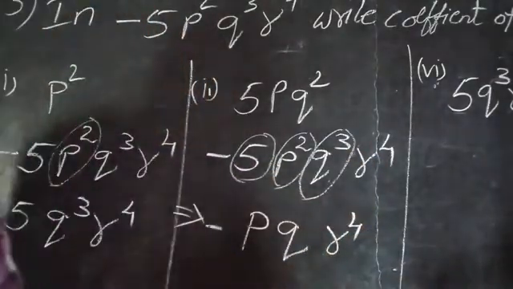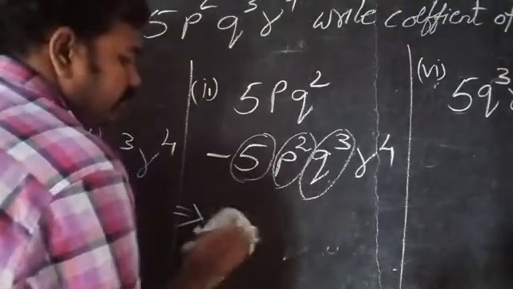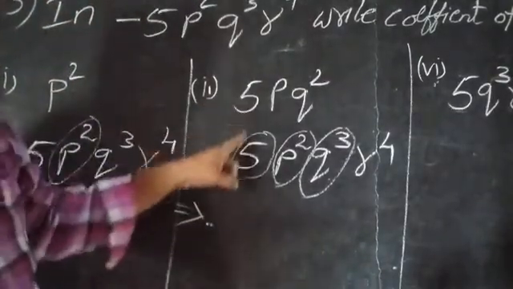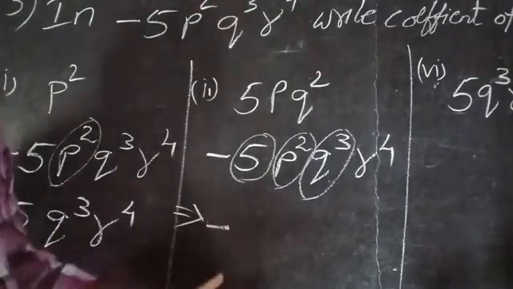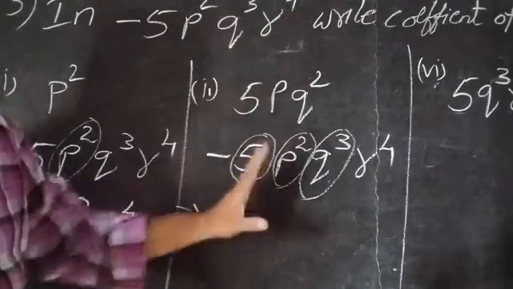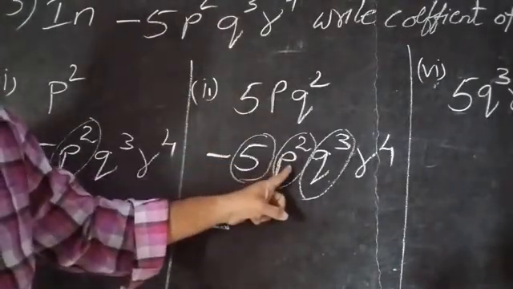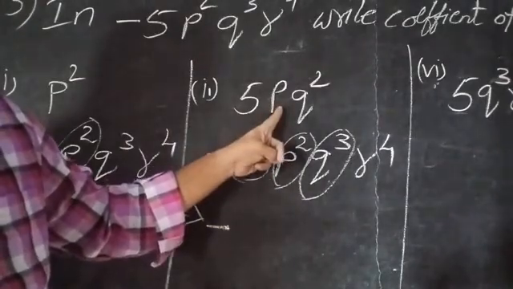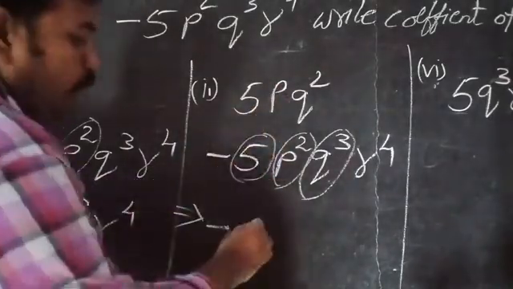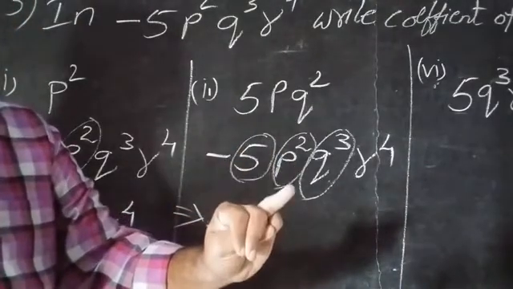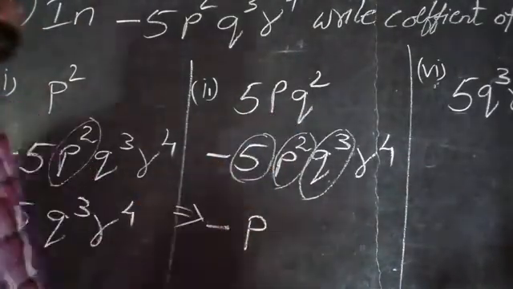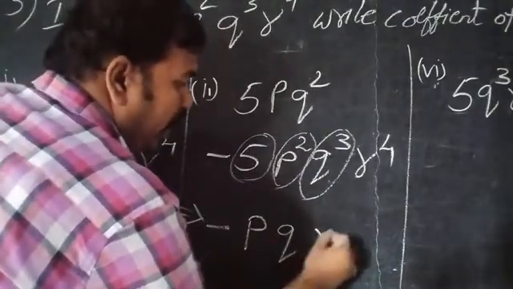Once again see this answer. First the sign. The sign is not changing, so put that sign. Number 5 is gone. How many p's are there? 2. Out of 2, we are taking 1, that is 1 p. Total 3 q's are there. Out of 3, 2 are going. Remaining is 1, so q r power 4.